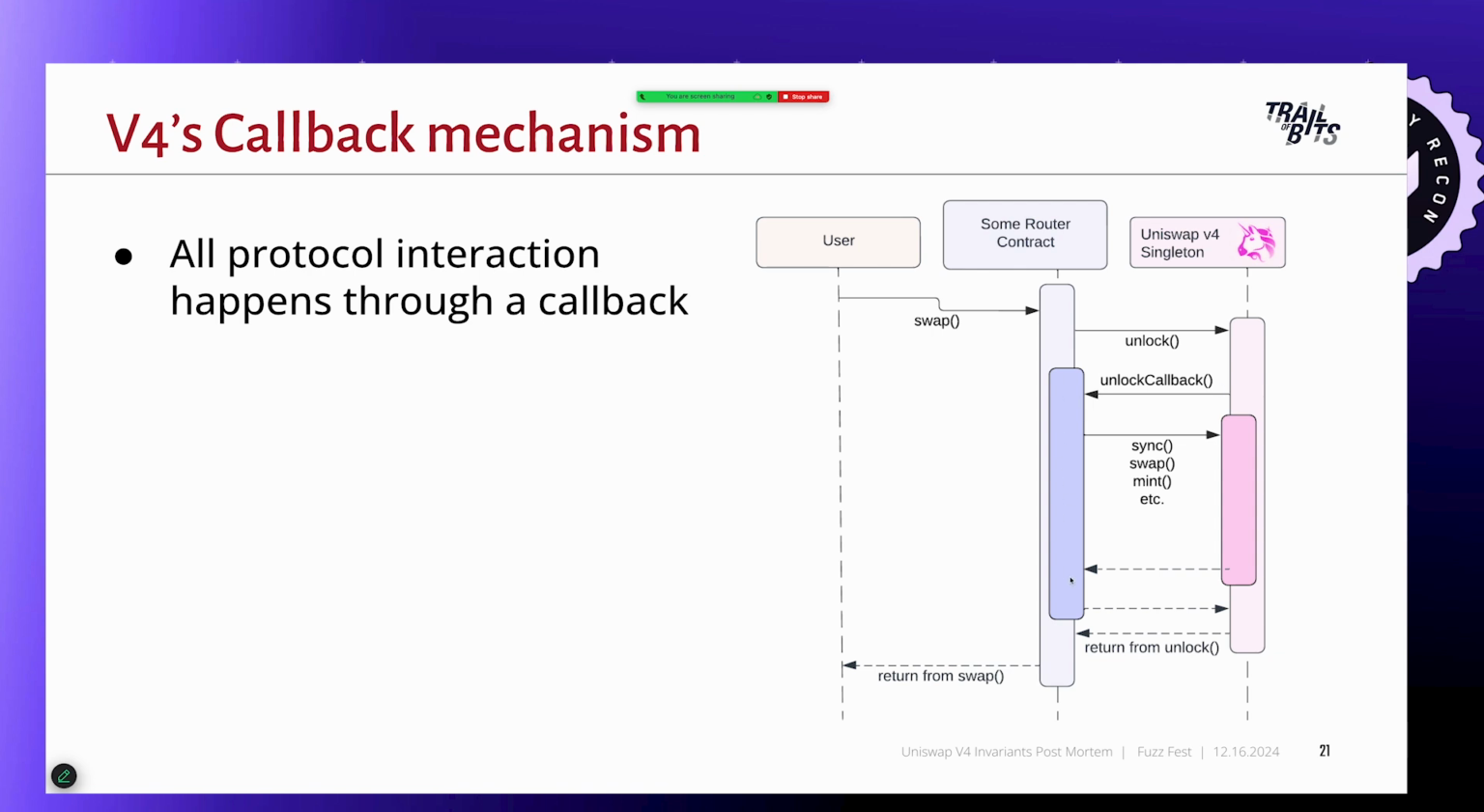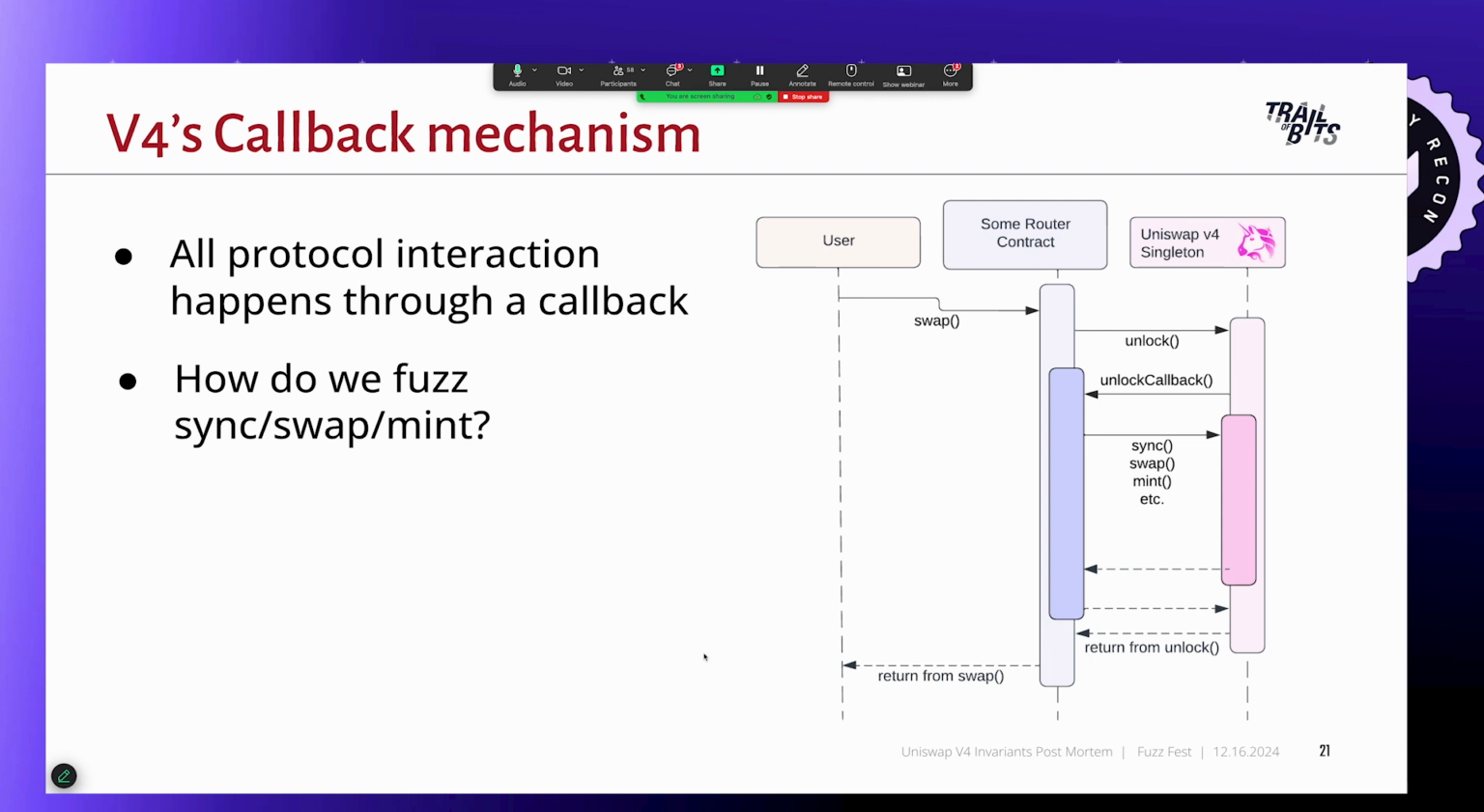And this dark blue bar here is where all of the interaction with Uniswap actually happens. So that's where you can sync, swap, mint, flash loan, all of that good stuff. And then once you're done with that, you return from your callback. Uniswap right here is going to check to make sure that you've paid all your balances. You don't owe anything to the protocol. The protocol doesn't owe anything to you. And if it's successful, it's not going to revert, and it's going to return from this lock, and the router is going to return from the swap, and everything goes okay.